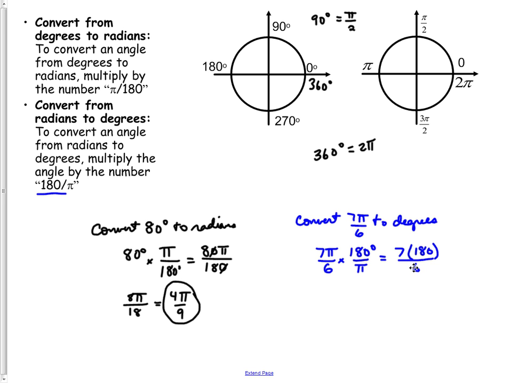And we note that 6 will go into 180 30 times, right? So we're left with 30, and we would have to take 7 times 30, which we recognize to be 210 degrees exactly. So 7 pi over 6 is the equivalent of 210 degrees. Well, there you go. Converting from degrees to radians or from radians to degrees, very straightforward.